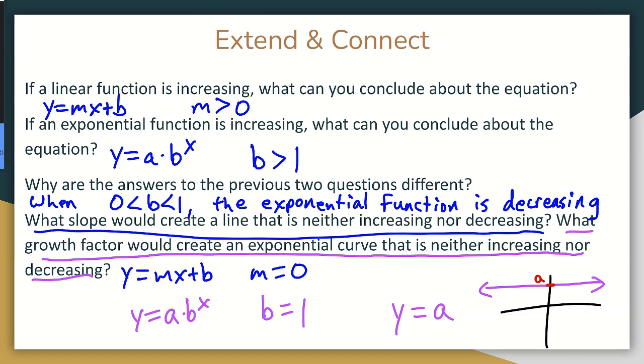All right. Any questions there? All right.